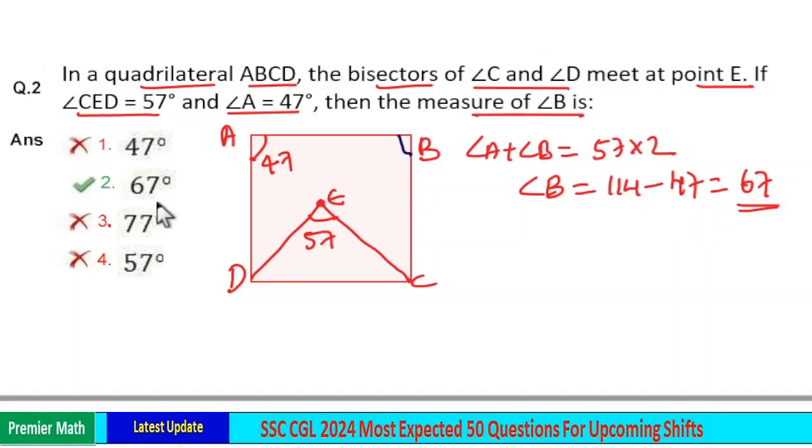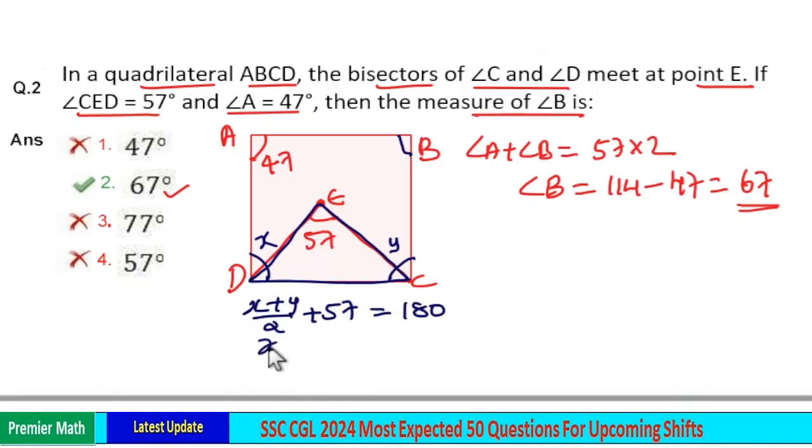That is, there is a concept. Here, if you look, this is the triangle created by these bisectors. Now the sum of angles of a triangle is 180 degrees. If I take angle D as X and angle C as Y, then X by 2 plus Y by 2 plus 57 is 180 degrees. That is, X plus Y by 2 plus 57 is 180 degrees. Now I can write it as X plus Y plus 2 into 57 is 2 into 180, 360 degrees.